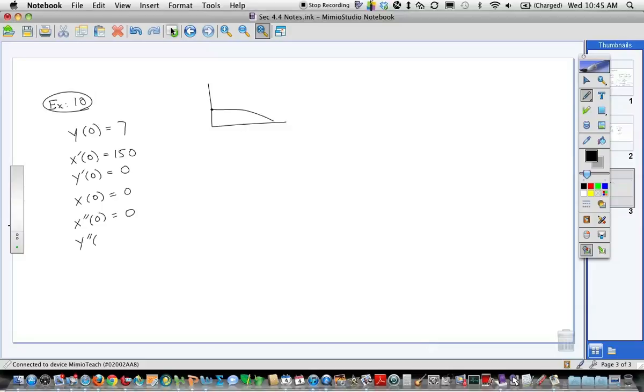Y double prime of 0, which would be the vertical acceleration on the ball, is what? We're in feet here, so negative 32.